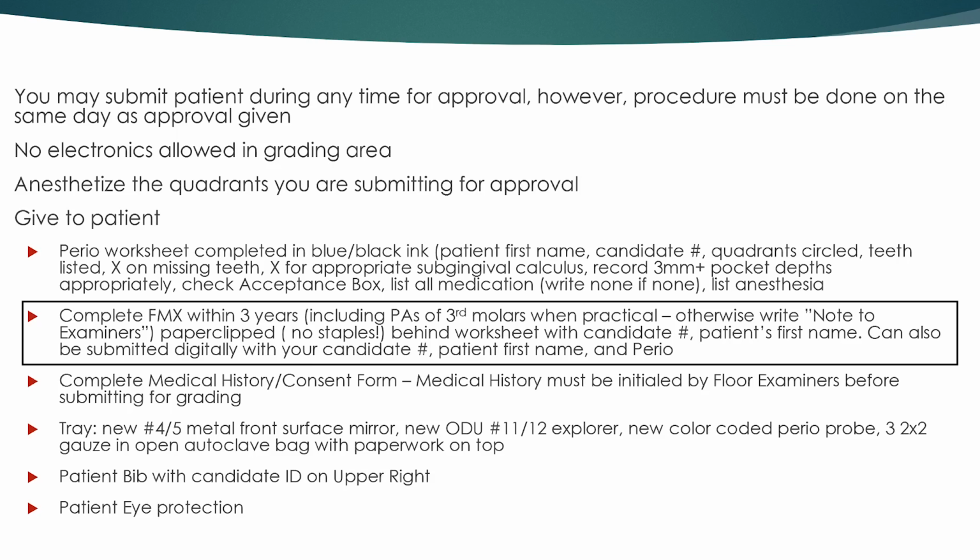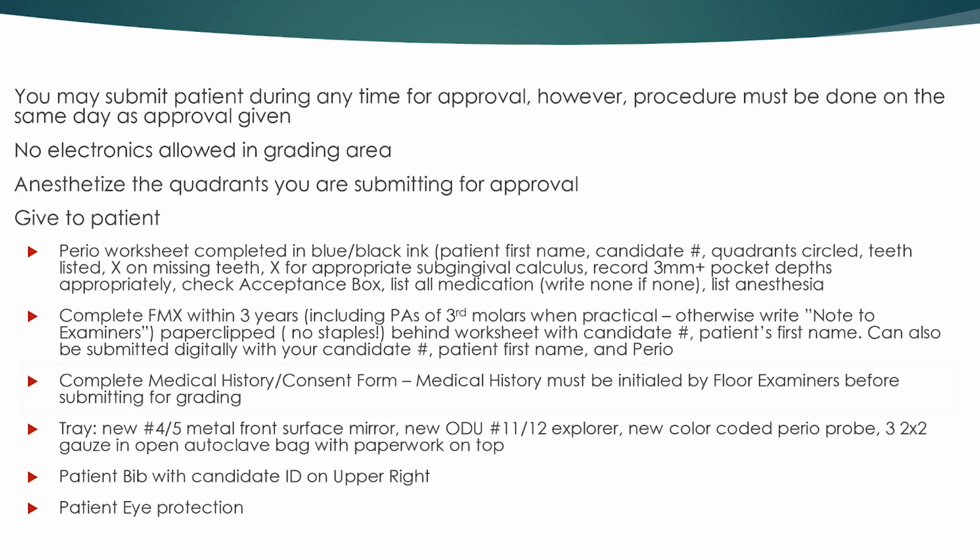With it, you're also expected to provide an FMX that is within 3 years. The FMX should include PAs of everything, including the third molars. If the patient cannot have PAs done of the third molars, you can write a note to the examiners saying that it was not possible, and that is still acceptable. Do not staple the FMX; have it paper clipped behind the worksheet with your candidate number and the patient's first name. You can also submit it digitally with the same format as always: your candidate number, the patient's first name, and then write perio.